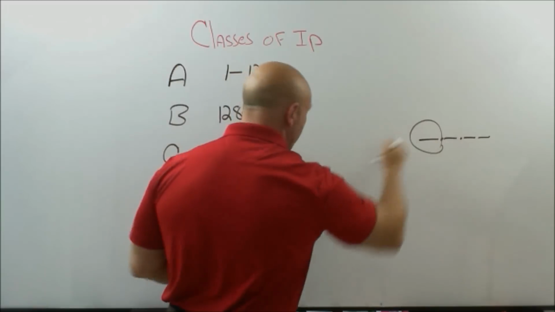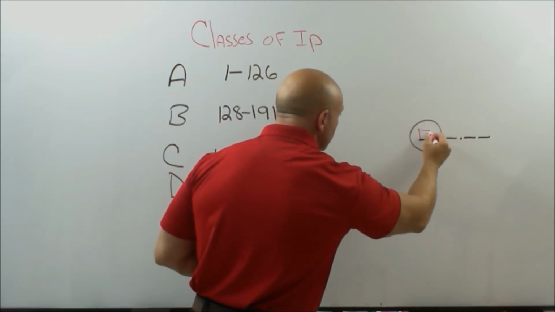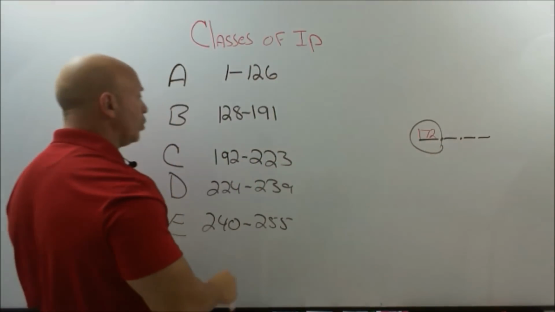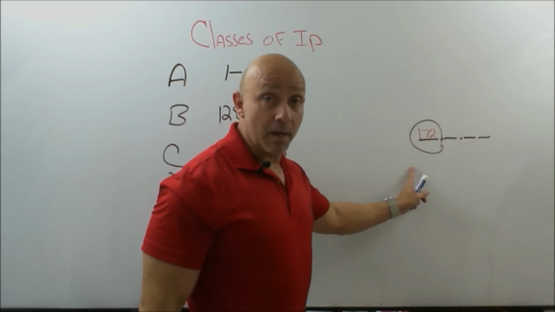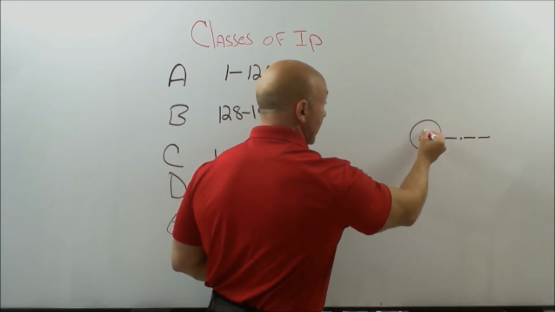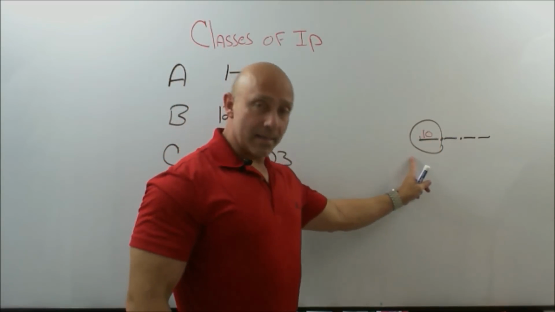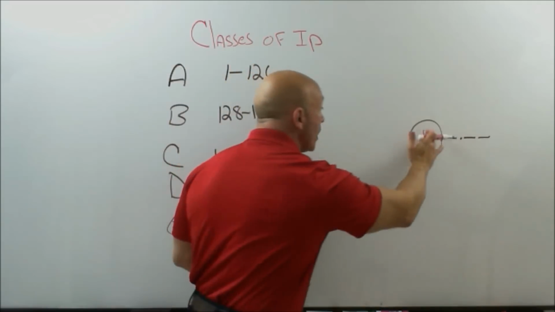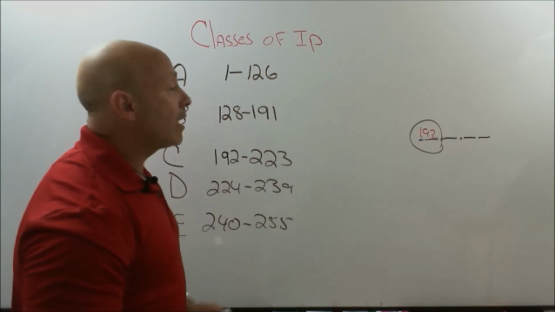So if you see a number here, like I said earlier, 172, where does it fall? It falls in here, so this must be a class B address. If you see a 10, like I said earlier, hey, that falls in here, so that must be a class A address. And if you see a 192, hey, that's a class C address.